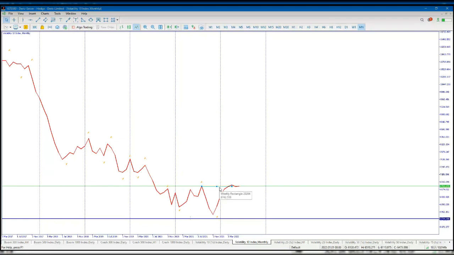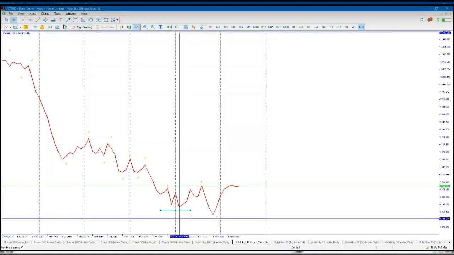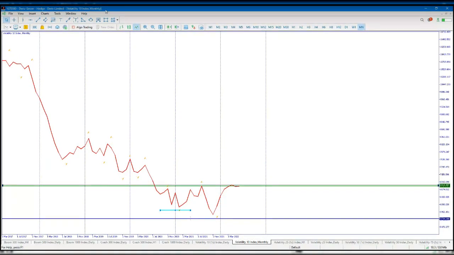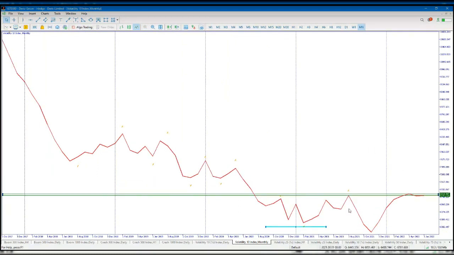Let me see. See where price touched. Let me use the horizontal line. The last structural point is here, and then price touched here. Looking at it very carefully, you will see that there is a gap. Line chart shows you that price moved beyond the previous lower high.